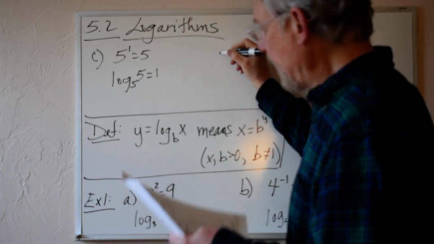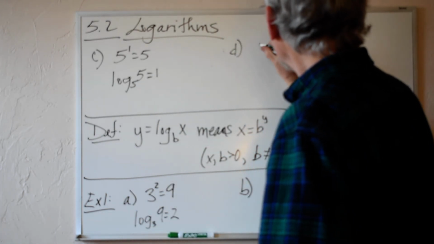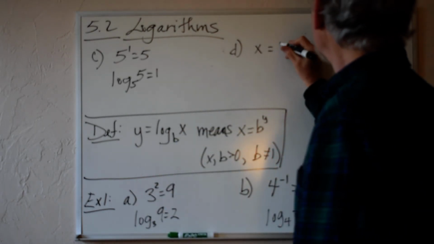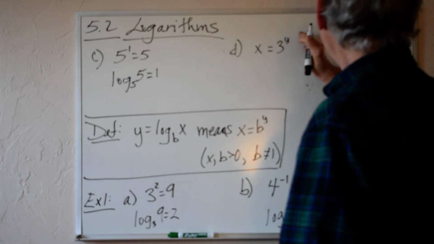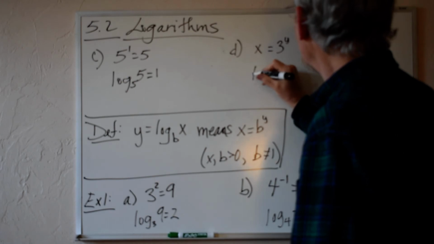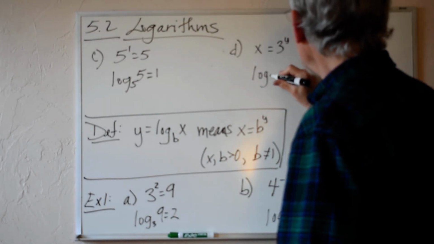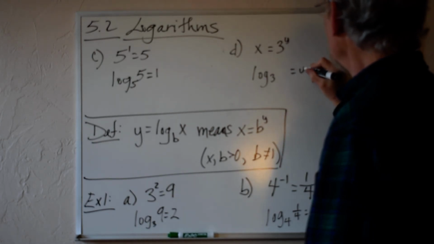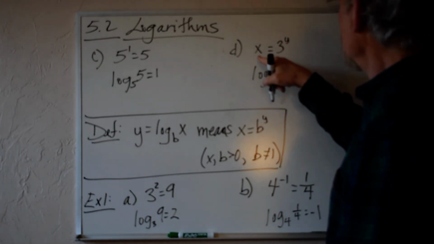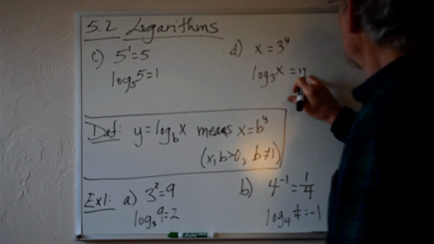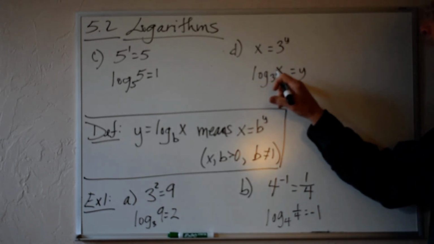In part D, we're given the exponential statement x equals 3 to the y. So this just says the base is 3, the exponent is y, the number you end up with is x. 3 to this exponent gives you x.